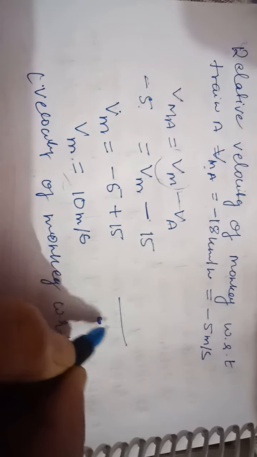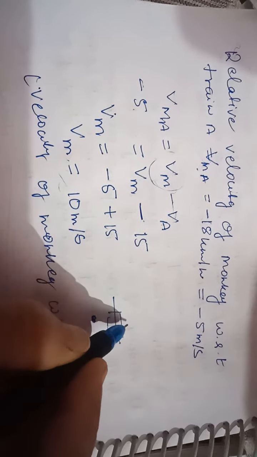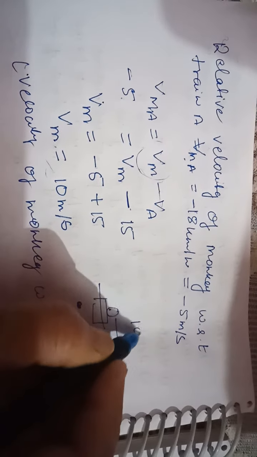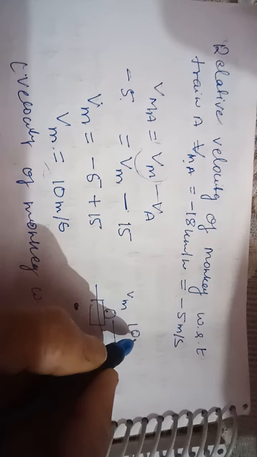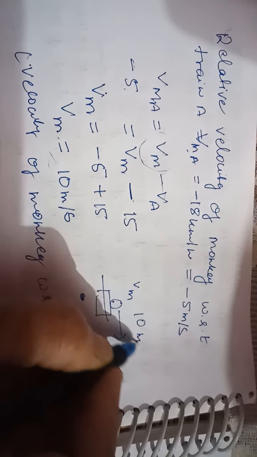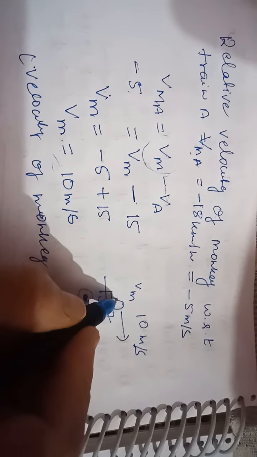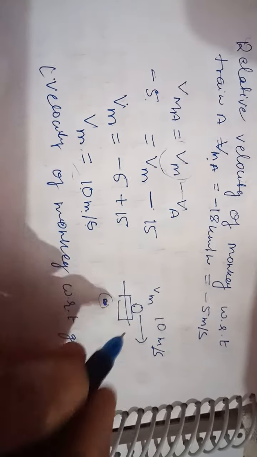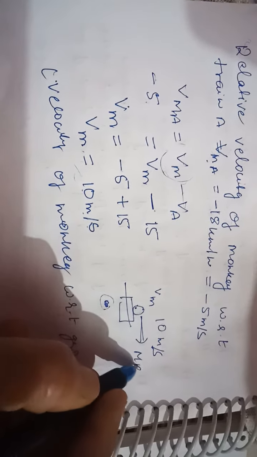So if an observer is standing on the ground, the monkey on the train A appears to be moving towards the north direction with the speed of 10 meter per second. This observer will feel that the monkey is going towards north with a speed of 10 meter per second, because you have got positive velocity.